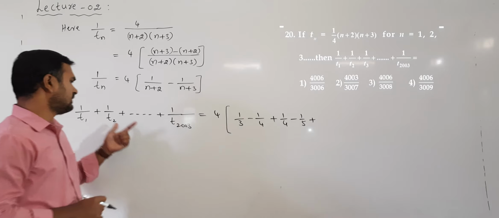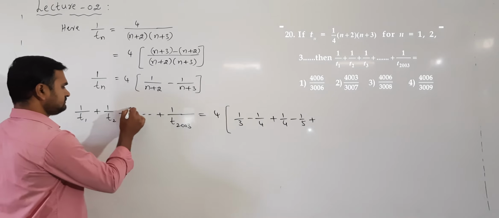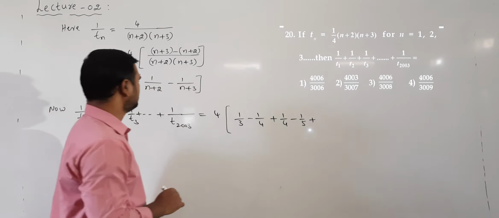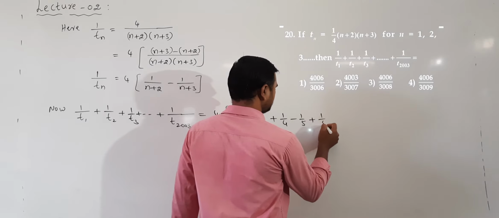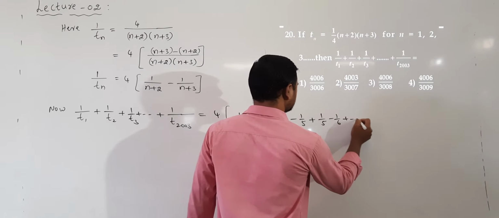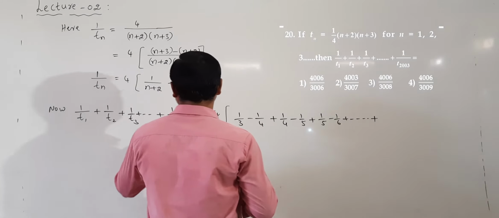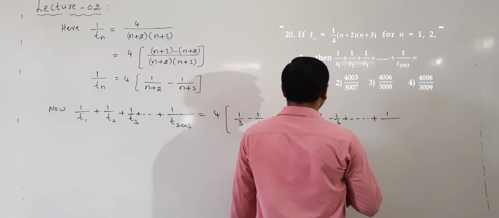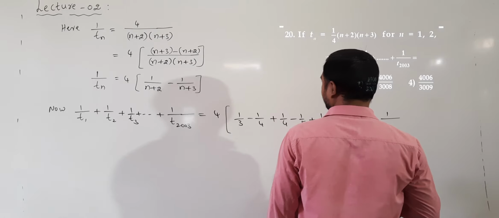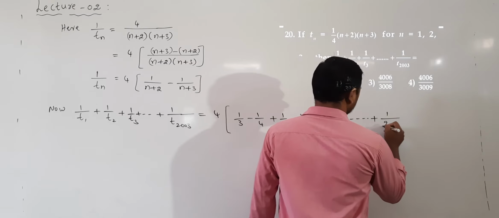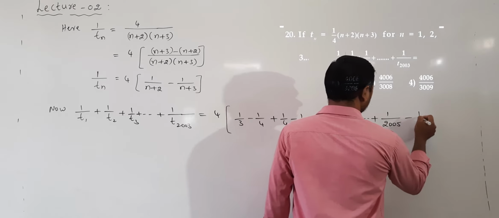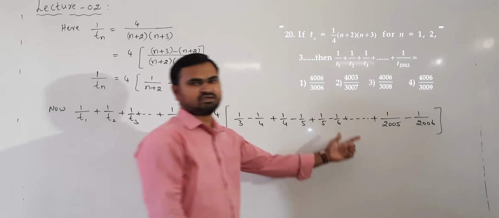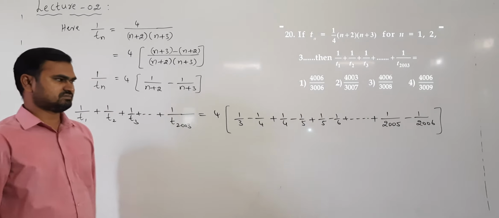Next, 1 by T3 will be 1 by 5 minus 1 by 6, and so on up to 1 by T2003. So 1 by T2003 will be 4 into 1 by 2005 minus 1 by 2006, by taking 4 common from each of these terms.